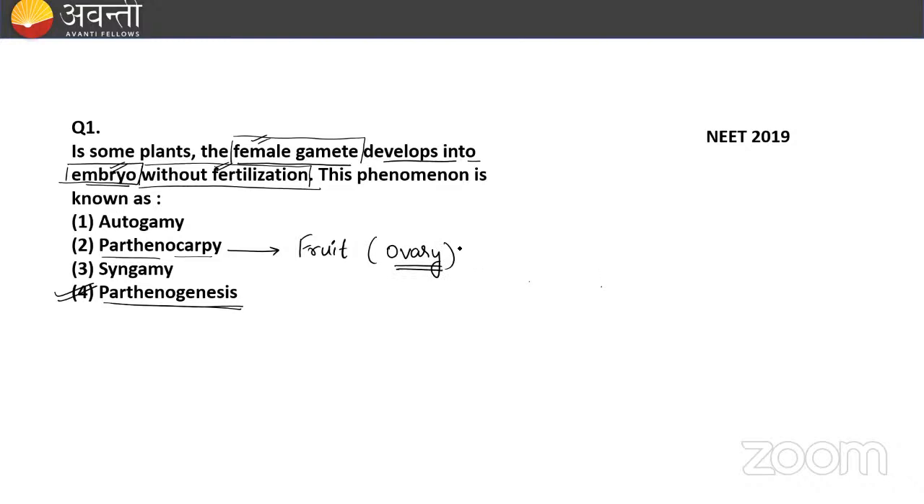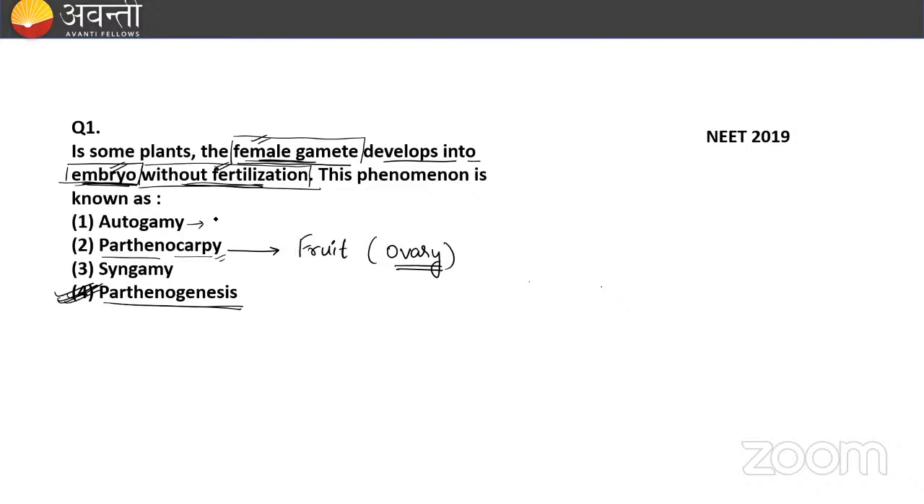Right? Seed is formed from the mature ovule. Fruit is forming from the ovary. So when the fruit is formed without fertilization, that phenomenon is known as parthenocarpy. But the question is asking about the female gamete developing into the embryo without fertilization. That process is parthenogenesis. Okay?